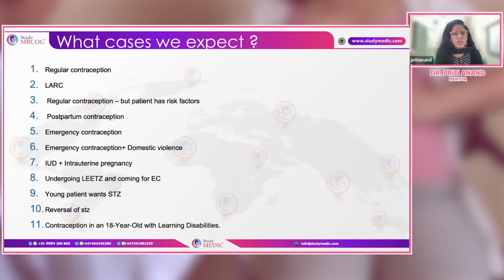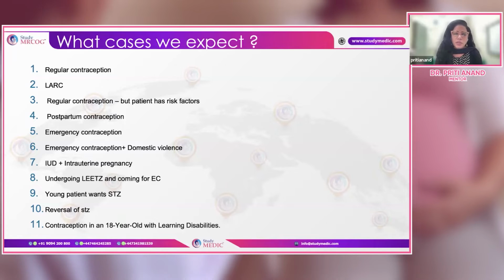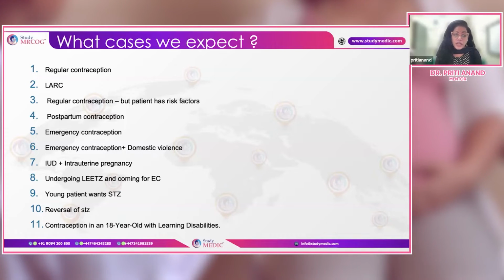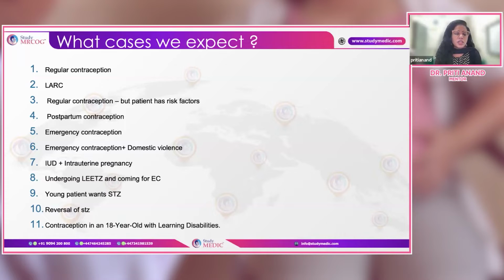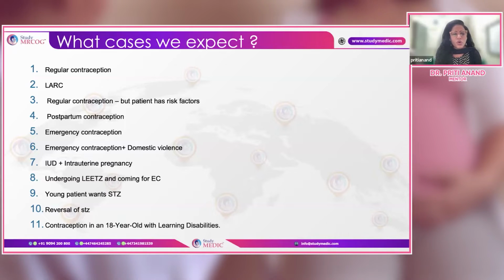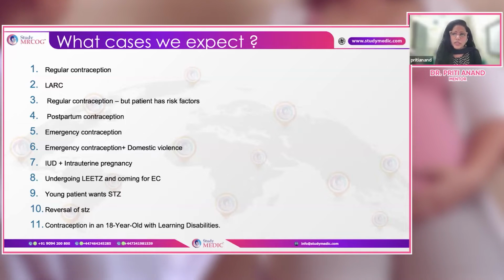Again, the regular contraception, but the patient has risk factors; postpartum contraception; emergency contraception with domestic violence; intrauterine device with intrauterine pregnancy; undergoing LEEP and coming for emergency contraception; a young patient wants sterilization; the reversal of sterilization; or contraception in 18 years old or younger females with learning disabilities.